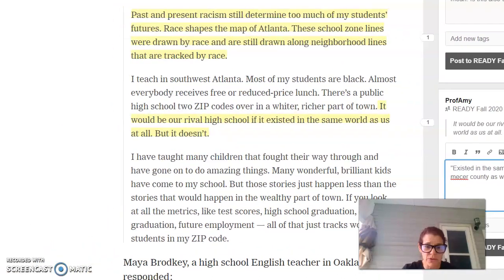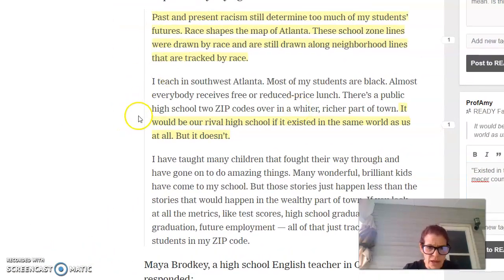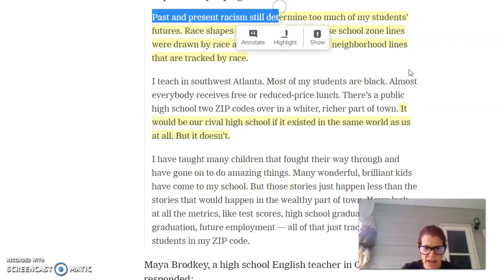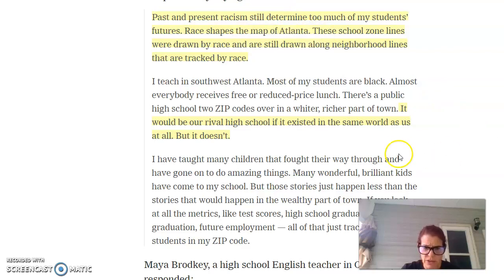All right, I'm going to keep going for just a little bit longer. I have taught many children that fought their way through and have gone on to do amazing things. Many wonderful, brilliant kids have come to my school, but those stories just happen less than the stories that would happen in the wealthy part of town. If you look at all the metrics like test scores, high school graduation, college graduation, future employment, all of that just tracks worse for students in my zip code.